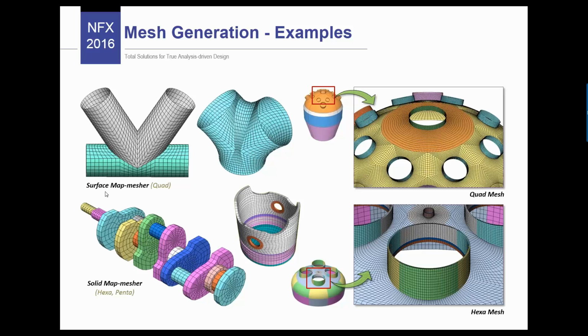Now a surface map mesh will give you a really nice mesh like that, fully in quad. You have solid map mesh as well. So quad mesh, and those images are taken from real projects. So people are using that to really get the best accuracy possible on these kinds of analysis.